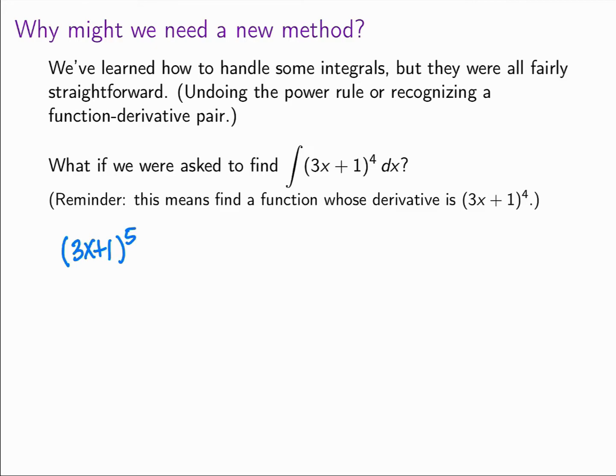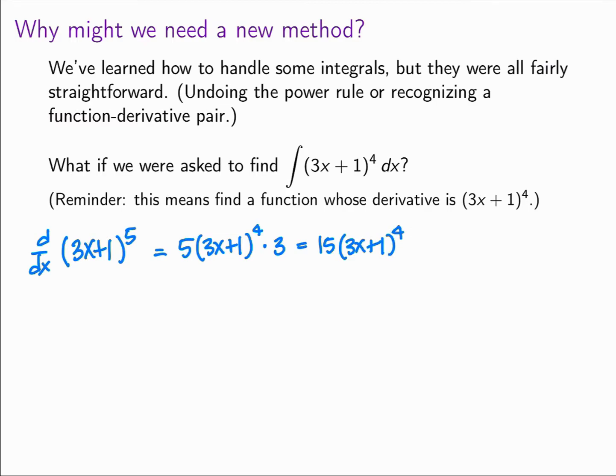So let's just check. Maybe this is it. Maybe this is what we needed. So let's do a quick spot check. Let's take a derivative, and we'll use the chain rule. Remember, the chain rule would take the derivative of this function to a power, and we would get 5 times (3x + 1) to the fourth power, and then times a 3, the derivative of that inside.